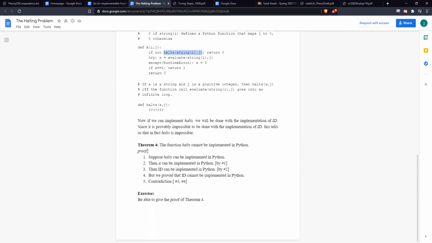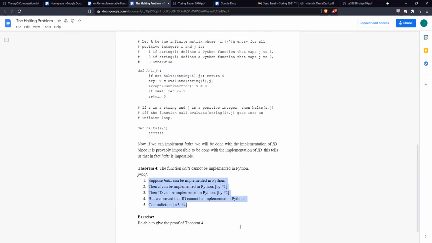Okay. Now, the thing I would ask you on an exam is I would delete these lines, and that would be it. I would say prove theorem 4.